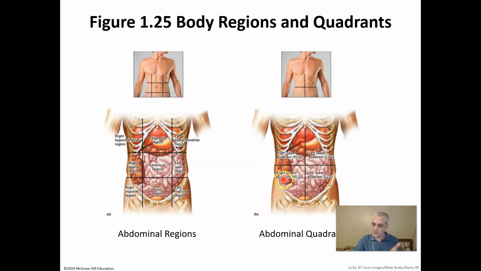I'm going over this one first, even though it's labeled as B, because it's easier to understand. You have 4 quadrants, and that's what they're called: the right upper quadrant, the right lower quadrant. Guess where those are? Left upper quadrant, left lower quadrant.